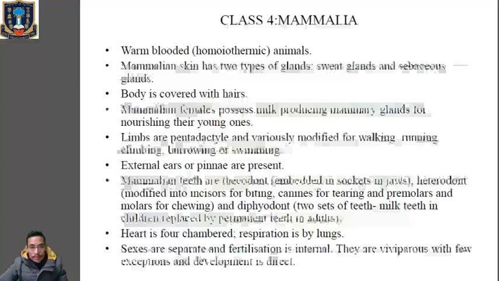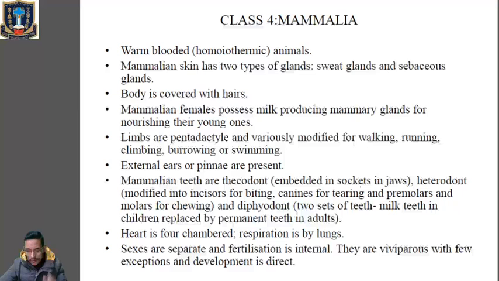Now let's go to the next class, which is called the class Mammalia. It's on page number 4.75, which is the class Mammalia. They are the most successful and the dominating animal group. They are the warm-blooded homeothermic animals. I told you already that they are able to maintain their constant body temperature, whatever the ambient environmental temperature.